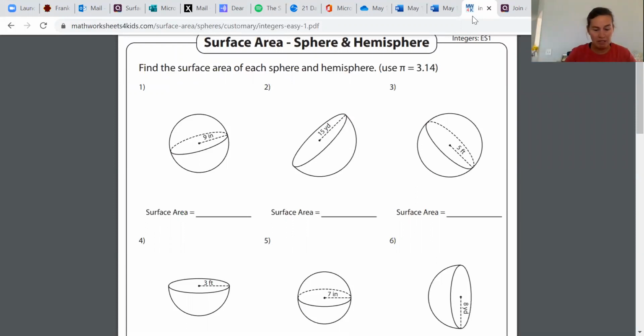So now for hemisphere, it's just a little bit different. This is how you need to think about it. Most of you are thinking, okay, all I have to do is take my surface area of a sphere and cut it in half. And you would be 100% partially correct. So let's look at number 2 here. If I'm going to find the surface area of that sphere, 4 pi r squared, it would be 4 times 3.14 times 15 squared.